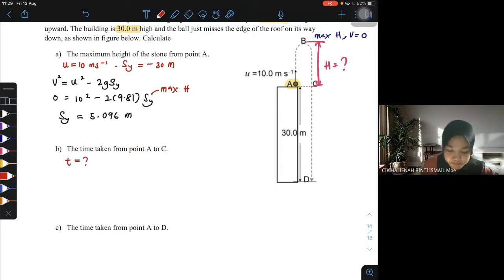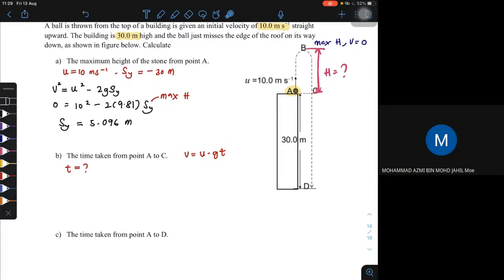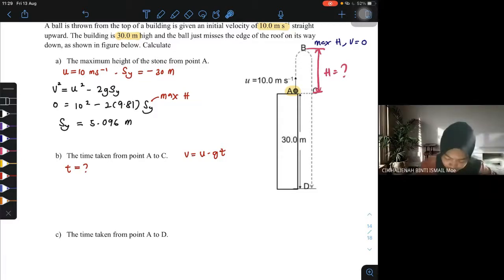Which formula? Is it V is equal to U minus GT? Can we use this formula? I think no. Boleh, boleh. No. So we're left with the other formula, which is ada satu lagi formula yang menggunakan value T.